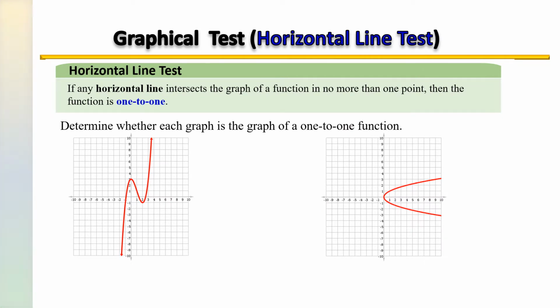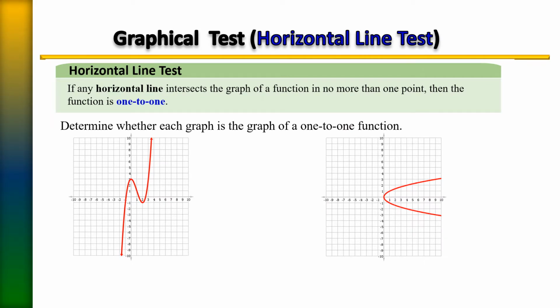Okay, so here's the reason why you can't have two of the same y values. It's because it will fail the horizontal line test. And the horizontal line test is a test that you will perform if you want to know if a function is a one-to-one function. So if you draw a horizontal line through your graph, and it intersects in no more than 1 point, then it is the graph of a one-to-one function.